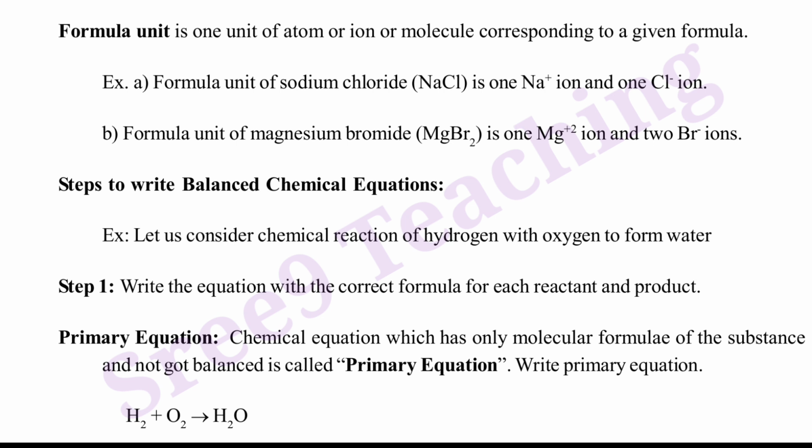A formula unit is one unit of atom, ion or molecule corresponding to a given formula. For example, the formula unit of sodium chloride, NaCl, is one Na plus ion and one Cl minus ion. So Na plus is one formula unit and Cl minus is another. Second example: the formula unit of magnesium bromide, MgBr2, is one Mg 2 plus ion and 2 Br minus ions, because MgBr2. Okay, right.